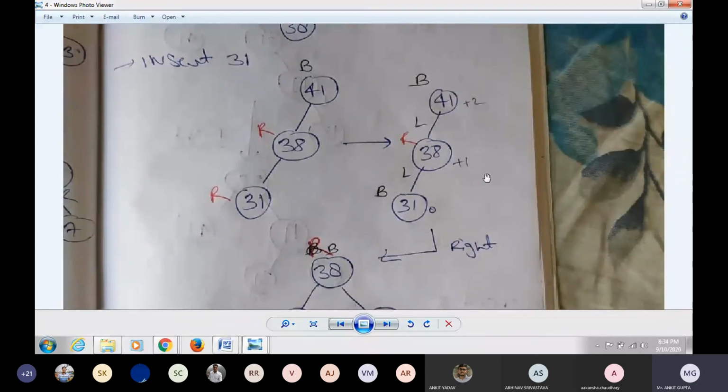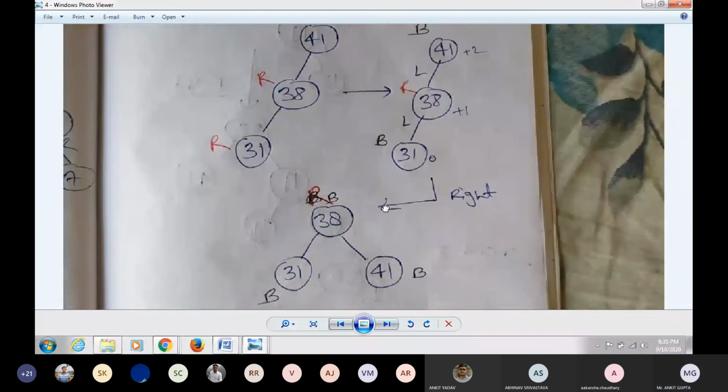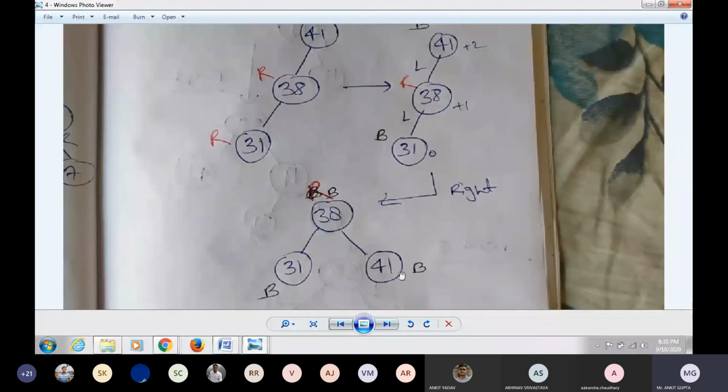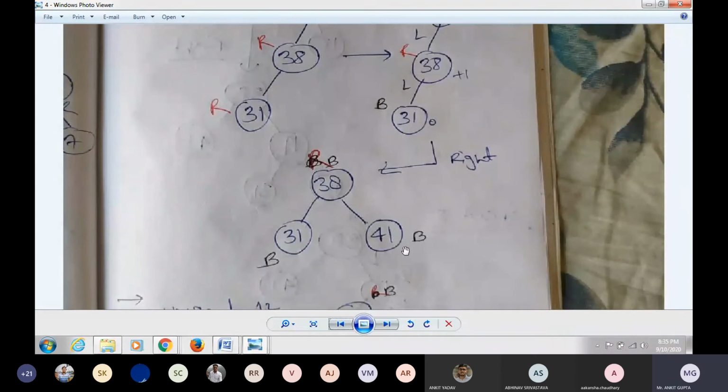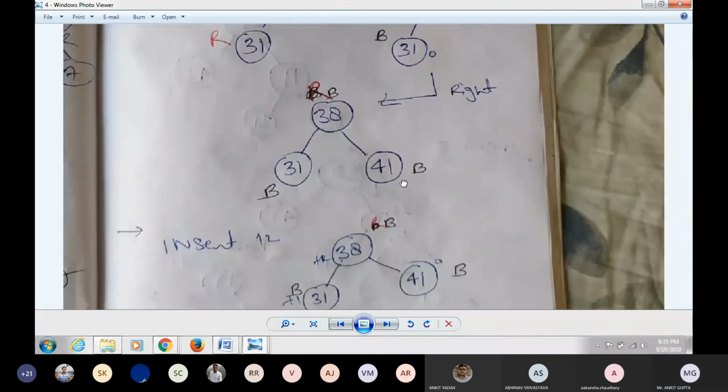Now you know that it is LL. So you have to apply right rotation. I am getting LL because of L I was getting the +2, that is unbalanced. So in the LL case you have to apply right rotation. So I have to fix 38, then 38, 31, 41. Accordingly you can adjust the color. Color is not a problem. If you remember all the properties of the tree, you can adjust the color of any node.